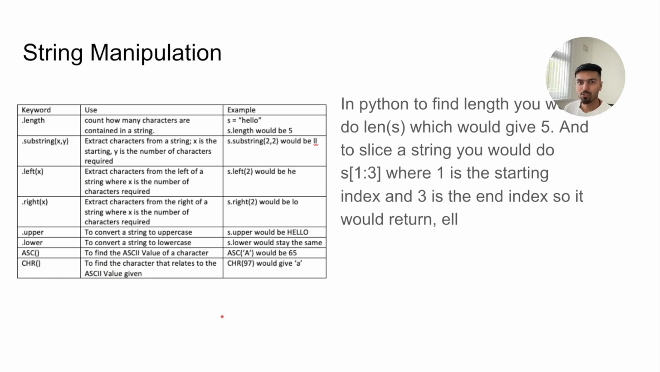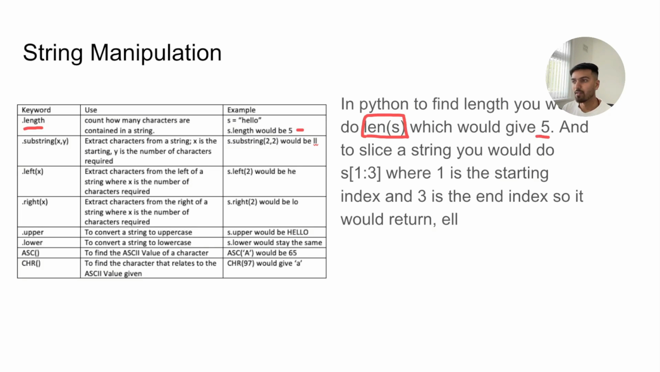Now we move on to string manipulation. This is a table, so we have a keyword .length, which counts how many characters there are. Misconception over here is always that, do you include the index, do you not include the index? So it would be how you normally count. So 1, 2, 3, 4, 5, hence why this would be 5. And in Python, you do a similar thing, which is length, and you put the variable name inside, which will give 5 again.